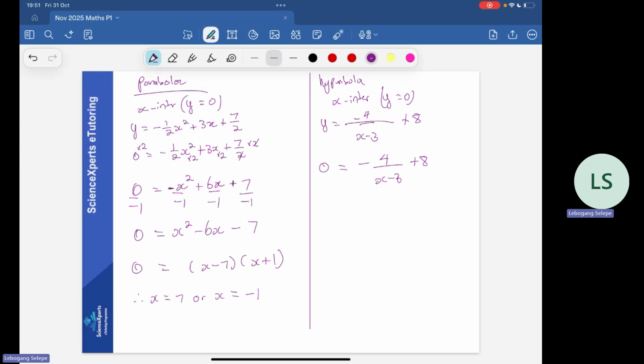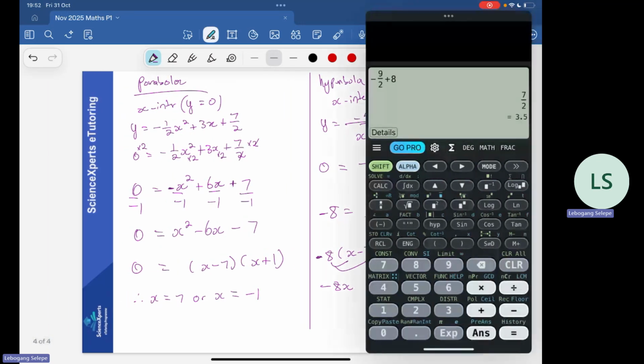Transpose the 8 to the other side. We have negative 8 is equal to negative 4 over x minus 3. Cross multiply. I have that negative 8 into x minus 3 is equal to negative 4. Multiply this with that. I have minus 8x. 8 times 3, let's use our calculator.